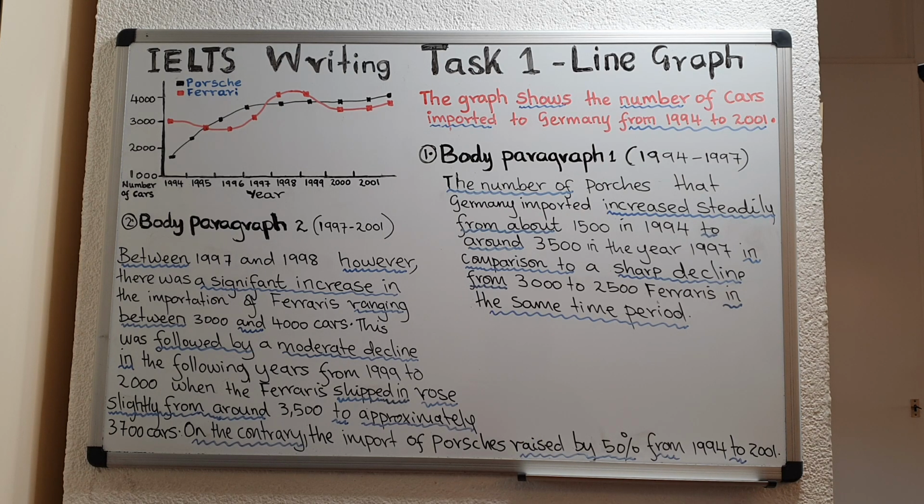Okay? This was followed by a moderate decline in the following years from 1999 to 2000, when the Ferrari shipped in rose slightly from around 3,500 to approximately 3,700 cars. So take note that it should be a moderate increase, not decline. Okay, increase.